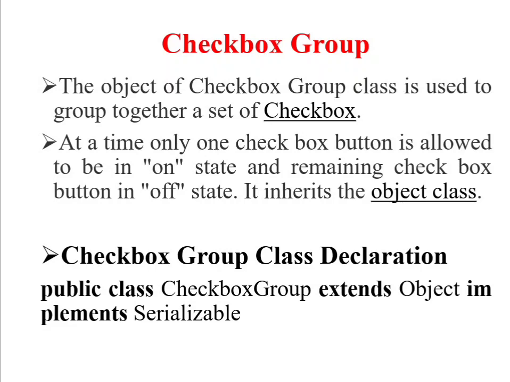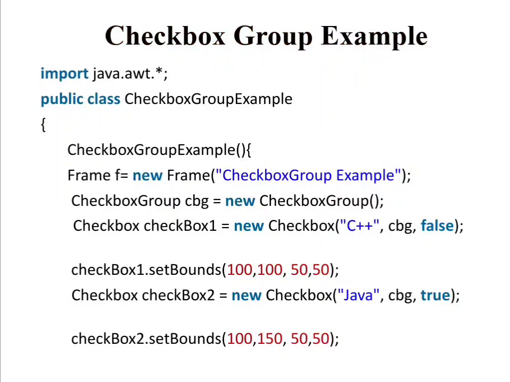Then we are adding the checkboxes to the frame: f.add(checkbox1), f.add(checkbox2). We are setting the size: f.setSize(400, 400), f.setLayout(null), f.setVisible(true). Public static void main(String args[]), new CheckboxGroupExample(), closing the curly bracket. Then we get the output: the frame including the two checkboxes of the group, C++ and Java. We are selecting the Java. This is all about the CheckboxGroup user interface component. Thank you.